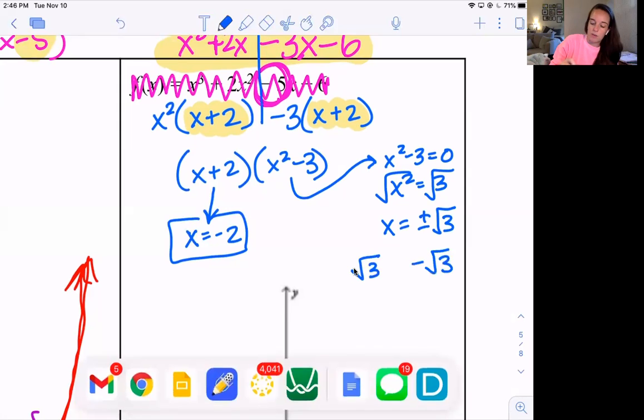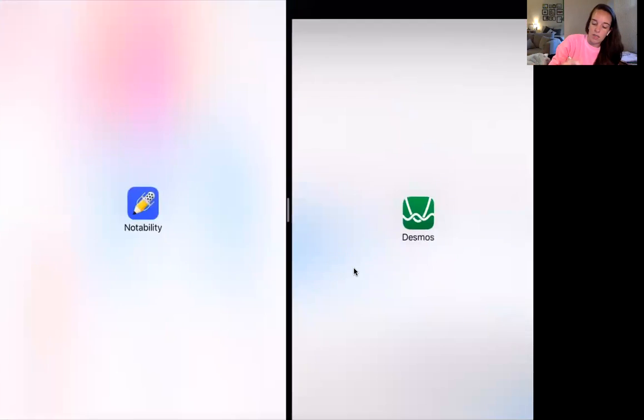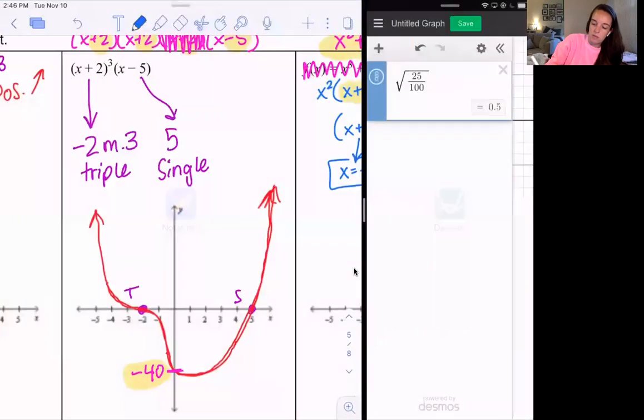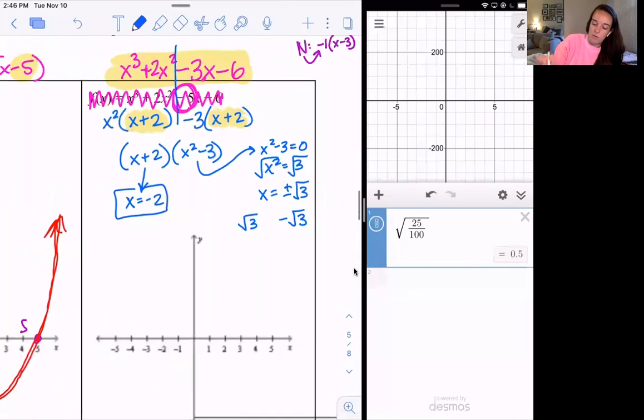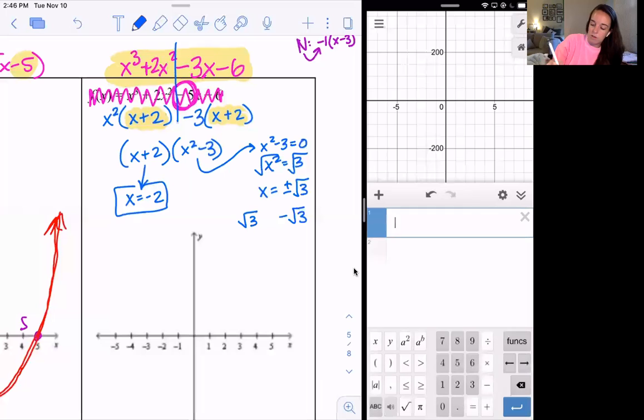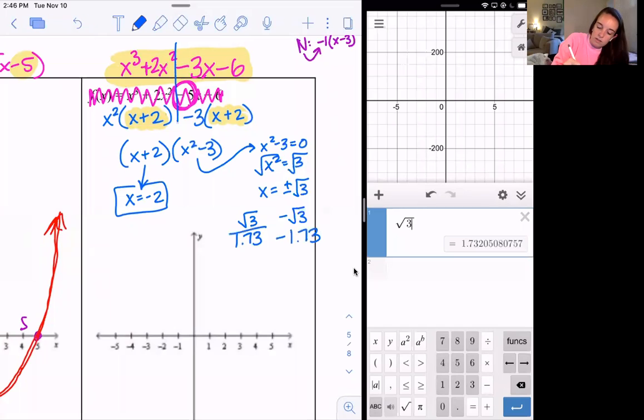If you prefer to work with decimals, I totally get you. Me too. That would mean that we have square root of 3. Whoa. Square root of 3 would be 1.73 and negative 1.73. So we have 3 single roots here. 3 single roots.